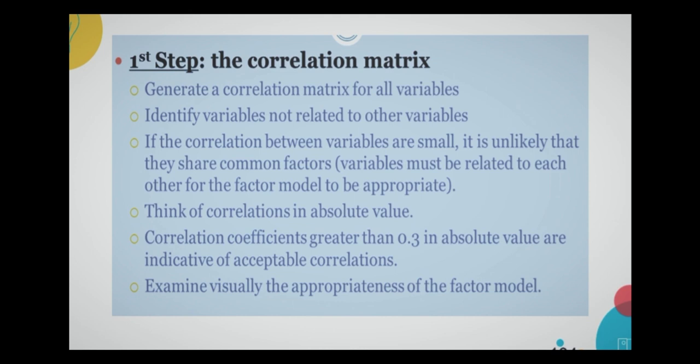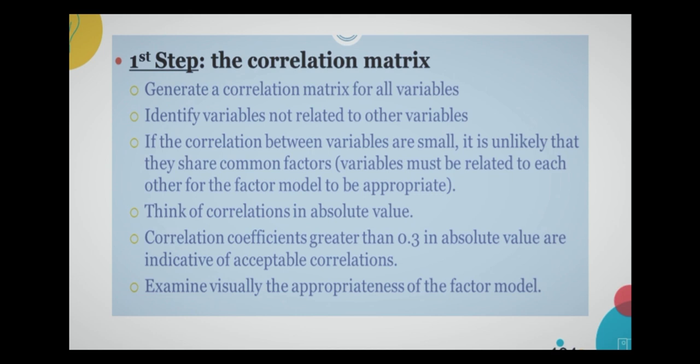Okay, the first method: we can generate the correlation matrix for all the variables and identify the variables not related to each other. So actually we can delete the variables that are not related to each other. So how can we know? Using the value of correlation. If the correlation between the variables is very low, less than 0.3, less than 0.1, we can delete them actually.